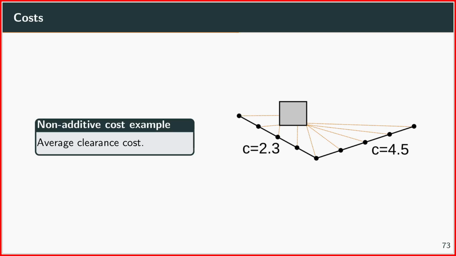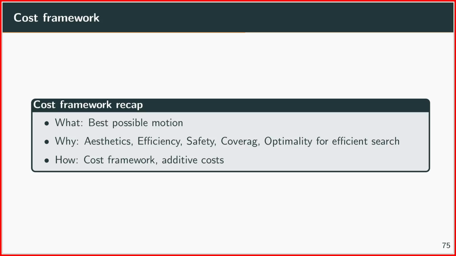So for example, here on this edge here, the average of all the distances might be 2.3, and all the averages here on the other edge might be 4.5. But if you just sum it up, you get a different value than if you take actually the average over all the possible clearances here, which would be 3.4 for this example. So this is, again, a cost function which is non-additive. And so, for example, you can't use it, but you could, for example, still use this maximum clearance function.